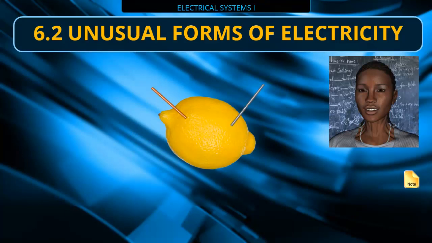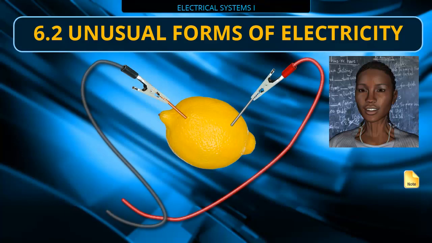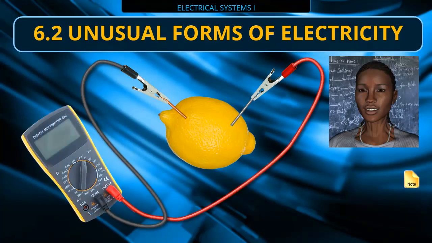Push the 2 pieces of wire into the lemon as shown. Then connect the wires to a multimeter. The lemon gives a reading of 0.38 volts. This lemon is only a single cell. Next we will make a battery by connecting several lemons in series.